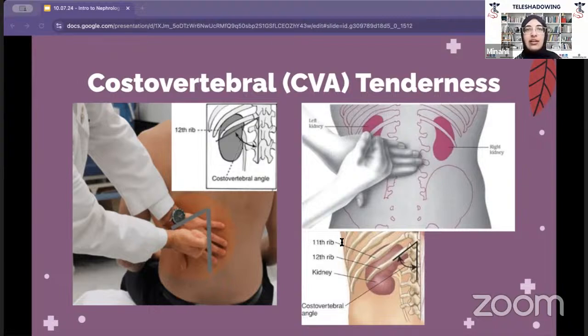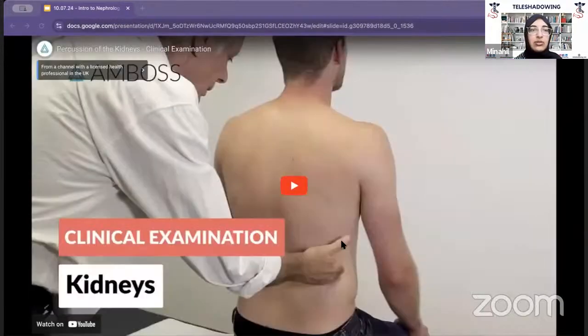So this test is often part of an evaluation for kidney-related issues, specifically if there are symptoms like fever, urinary changes, or also back pain. So we'll watch how it's done, and there are a couple of videos I want to show you so you can get a broad picture of how it happens.